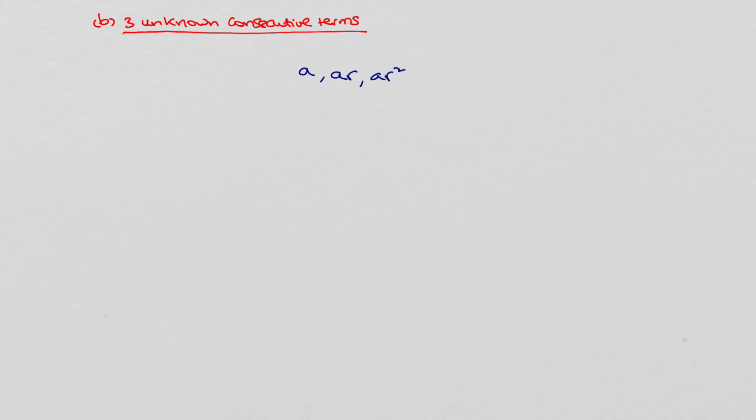So it is easier to not say these are the first three terms, but instead to go one prior to that. So the one prior to a would be a divided by r. Because if I multiply a over r by r, I get a. And then if I multiply a by r, I get a r. And if I continued on, I'd get a r squared, a r cubed, and so on. So for our three consecutive terms, we're going to take a over r, a, and a times r.